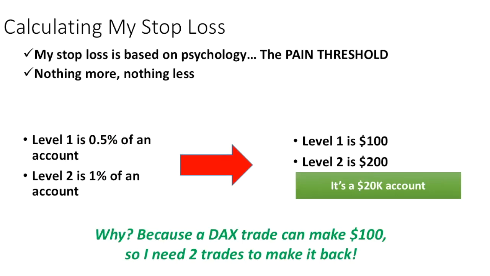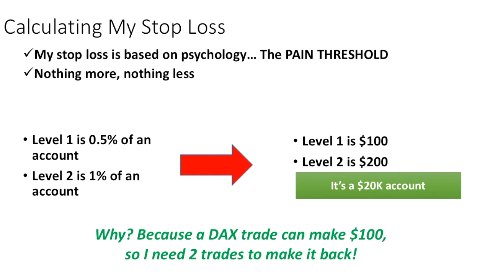So stop loss is another example, because my stop loss is based on psychology. It's basically based on the pain threshold. When do I feel pain? Nothing more, nothing less. If I don't feel pain, then I don't need to set the stop loss there. If I feel pain, I do. So it could be the first level is basically 0.5% of an account. So if I have a US $20K account, I could set the stop loss at $100. If I had level 2, if I'm more confident, I should only risk 1% of the account, which is $200 for a $20,000 US account.